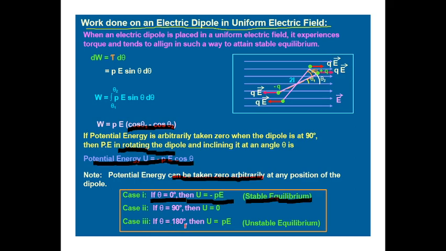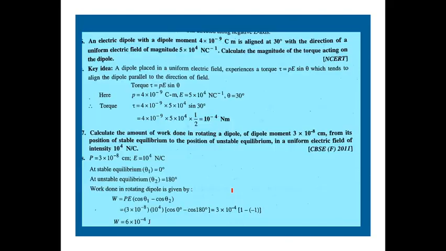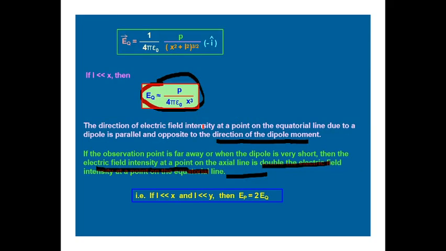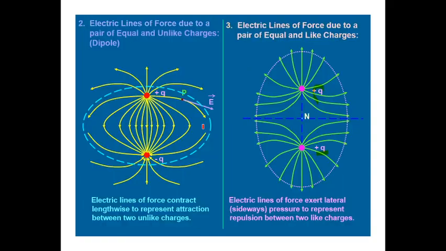When theta equals 180 degrees, the dipole is aligned just opposite, meaning plus q is toward the negative side of the electric field, and minus q is toward the positive side. Then U equals plus PE, and this is known as unstable equilibrium. So this is all about the theory of the electric field. In this electric field unit, we discussed various topics.